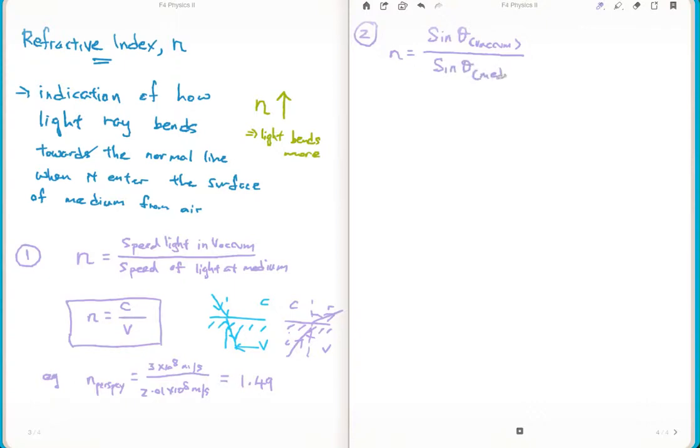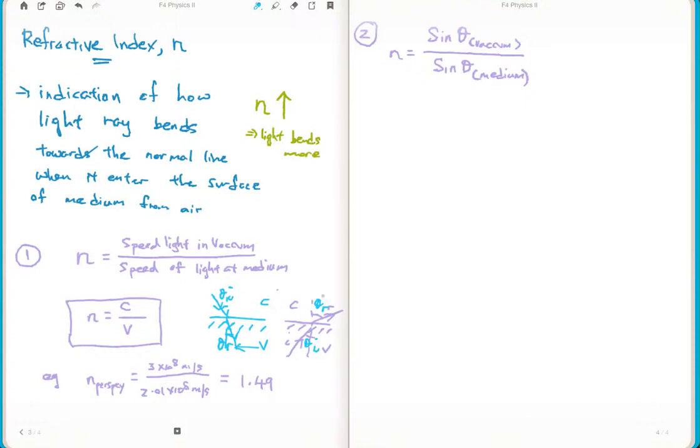It doesn't really matter whether it's a reflective angle or incident angle. It is not about the incident or reflective. All you need to do is take the sine of the angle at vacuum divided by the sine of the angle at medium. It doesn't really matter where the rays travel. For this case, this is the incident angle, this is the reflective angle. Whereas for this case, this is the reflective angle, this is the incident angle.